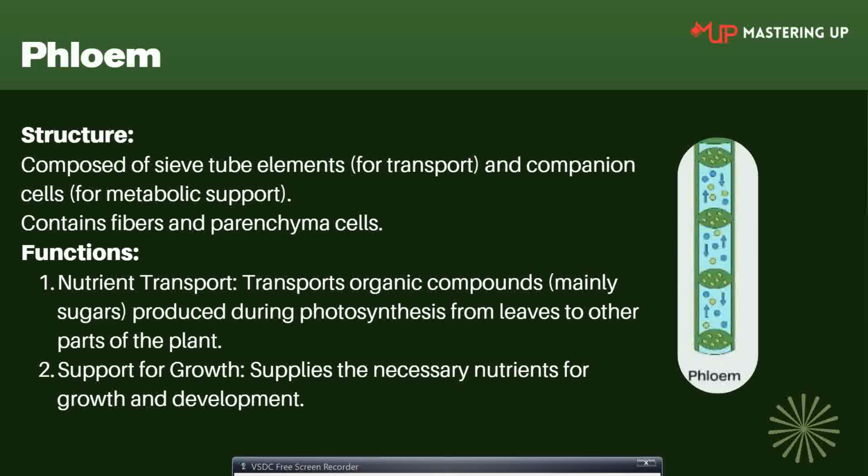Now the functions include nutrient transport and support for the growth. So the nutrient transport, it transports organic compounds, mainly sugars, produced during photosynthesis from leaves to other parts of the plant.